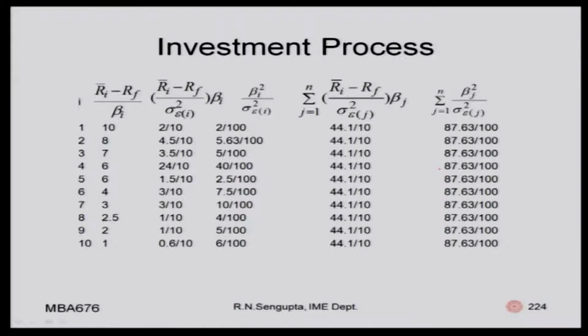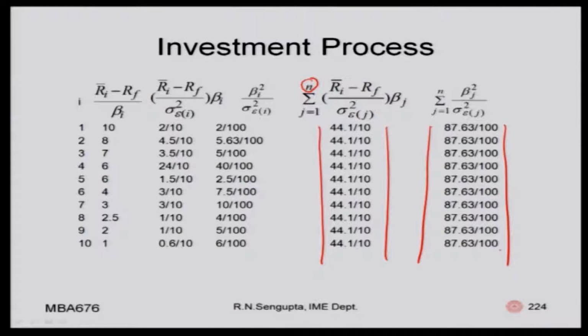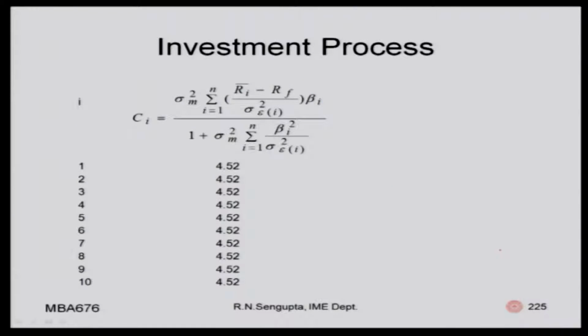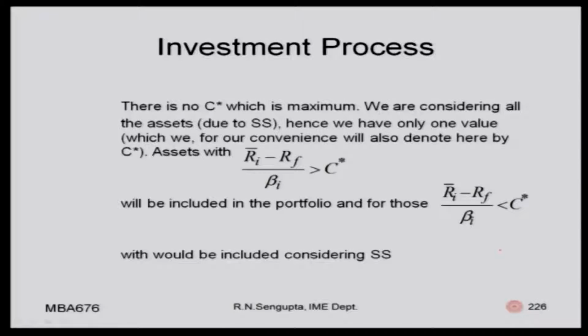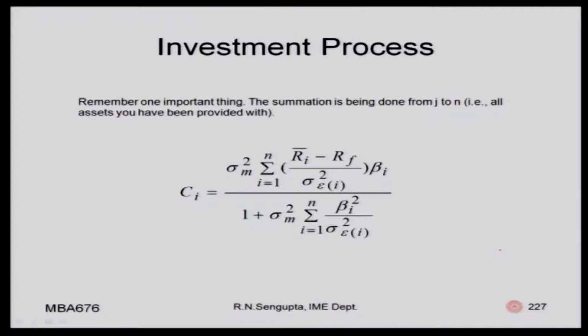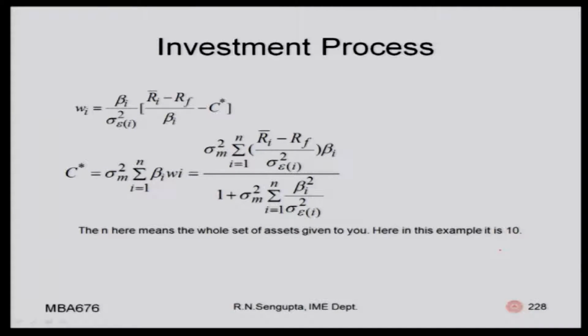Again, do the same calculations, remembering the fact which I am repeating time and again, that this N is always 10. That means you are including all the stocks, whether in the short selling sense or not, which will come out very easily as we continue doing the calculations. There is no maximum value of C. So, the so-called C star, let us mention it as C star for our convenience, comes out to be 4.52. Again, you will include or not include depending on those values being greater or less. The Ci values are calculated using N equal to 10, weights are found using the same formula, and the C star value, as you have noted, is 4.52.